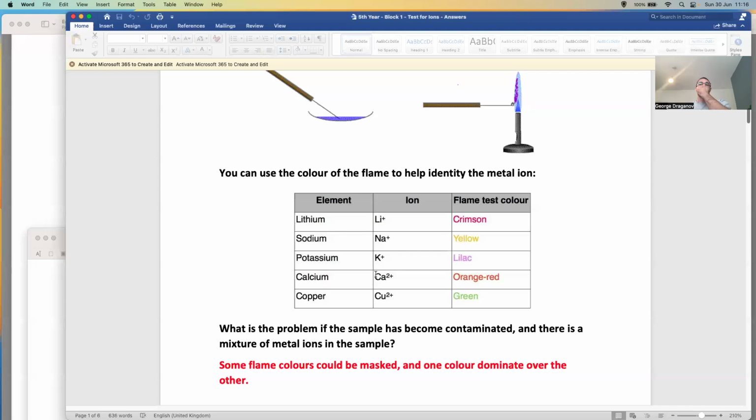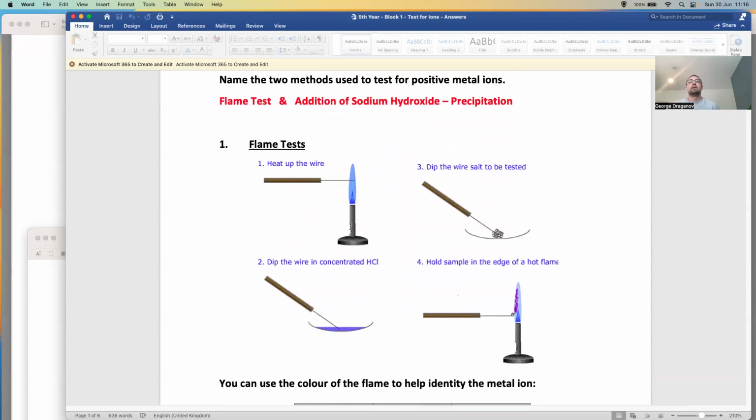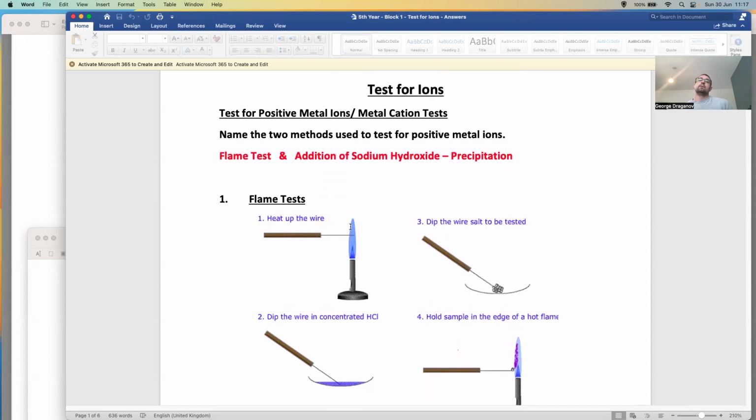I'm just thinking, is there any more flame tests? No, there isn't.